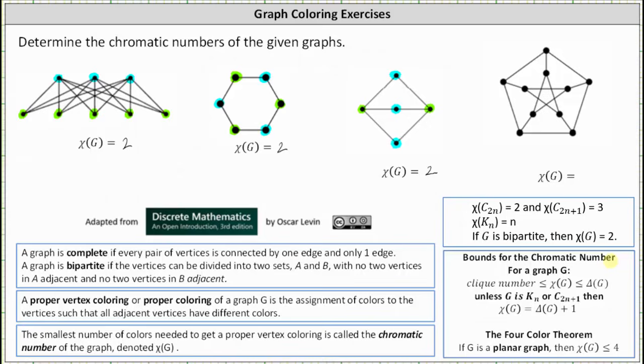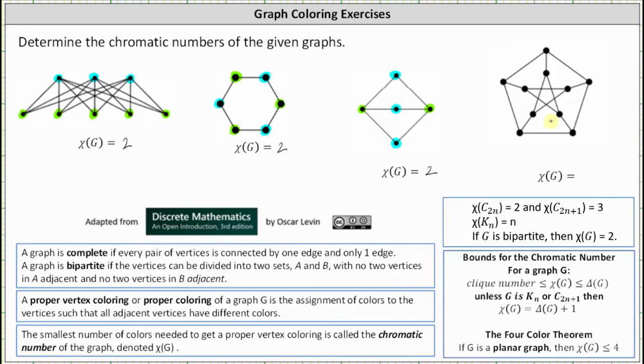And now looking at the last graph on the right, because it's more involved, we may want to look at the bounds for the chromatic number. And because the graph is not a complete graph given by K sub n, or a cycle on an odd number of vertices given by C sub 2n plus 1, the chromatic number given by chi of G will be greater than or equal to the clique number and less than or equal to del G, where the clique number is the size of the largest complete graph that is a subgraph of the given graph, and del G is the degree of the vertex with the highest degree from the graph.